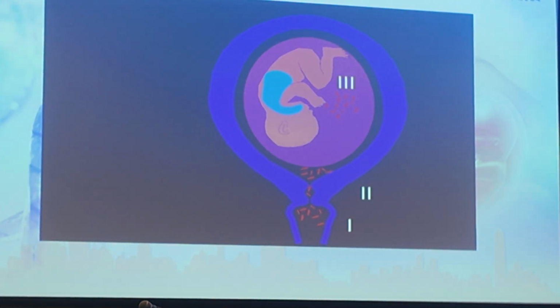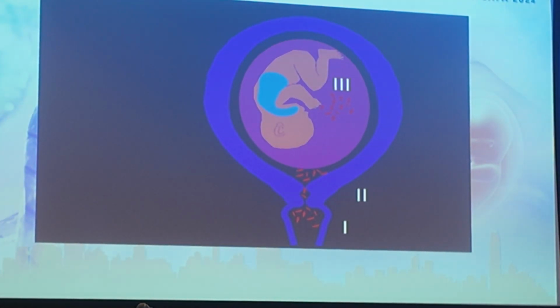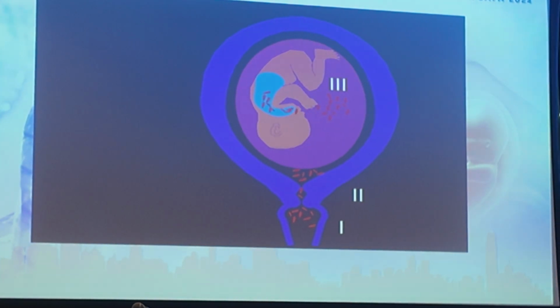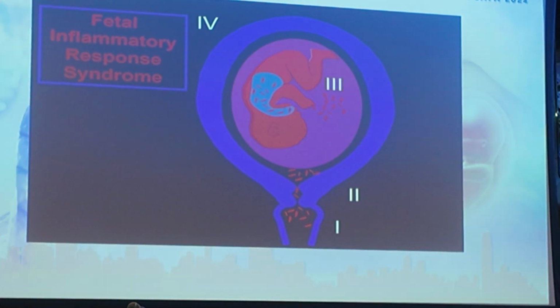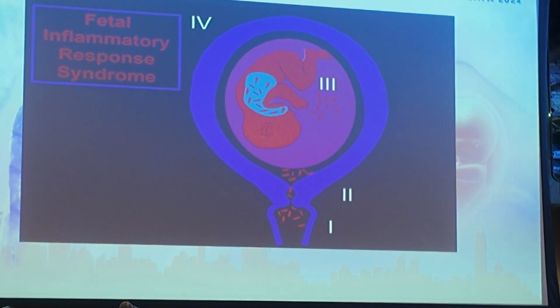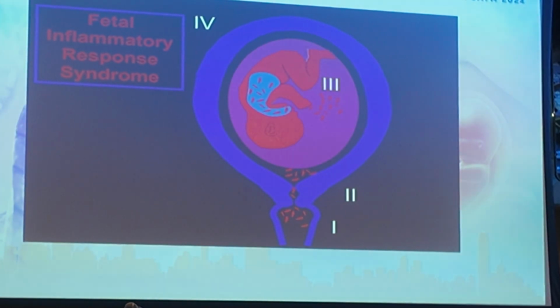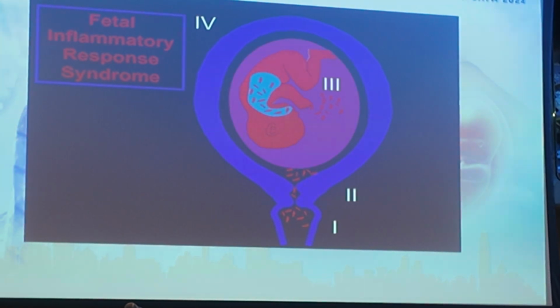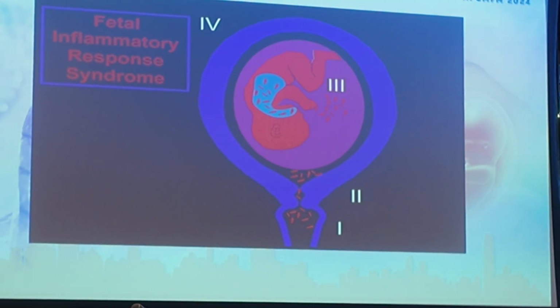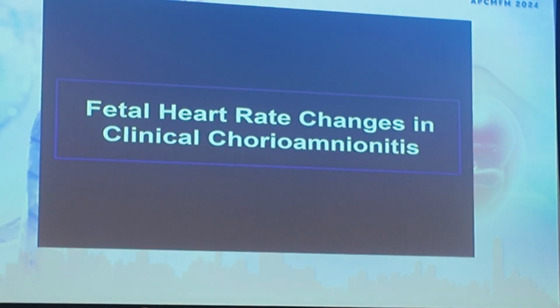In addition, the organisms can gain access to the fetus, and microbial products will induce a fetal inflammatory response that we call a syndrome because it may involve several organ systems. For example, it can induce neuroinflammation, and this is the reason why infants born with clinical chorioamnionitis have an odds ratio of 9 for cerebral palsy.